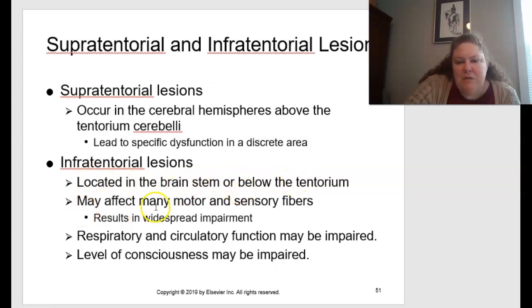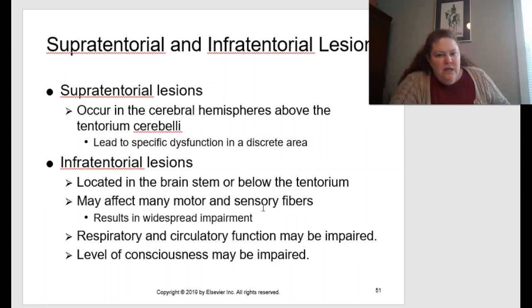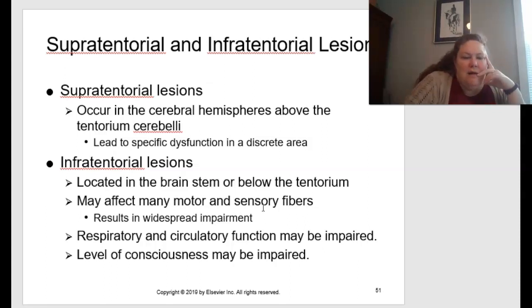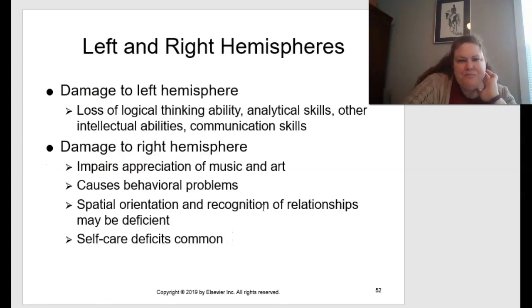And these may affect many motor and sensory fibers, and these can result in widespread impairments. You also have respiratory and circulatory functions that can be impaired, and levels of consciousness can also be impaired. And so there's a small little paragraph on this on page 338, but all of it was basically outlined here.